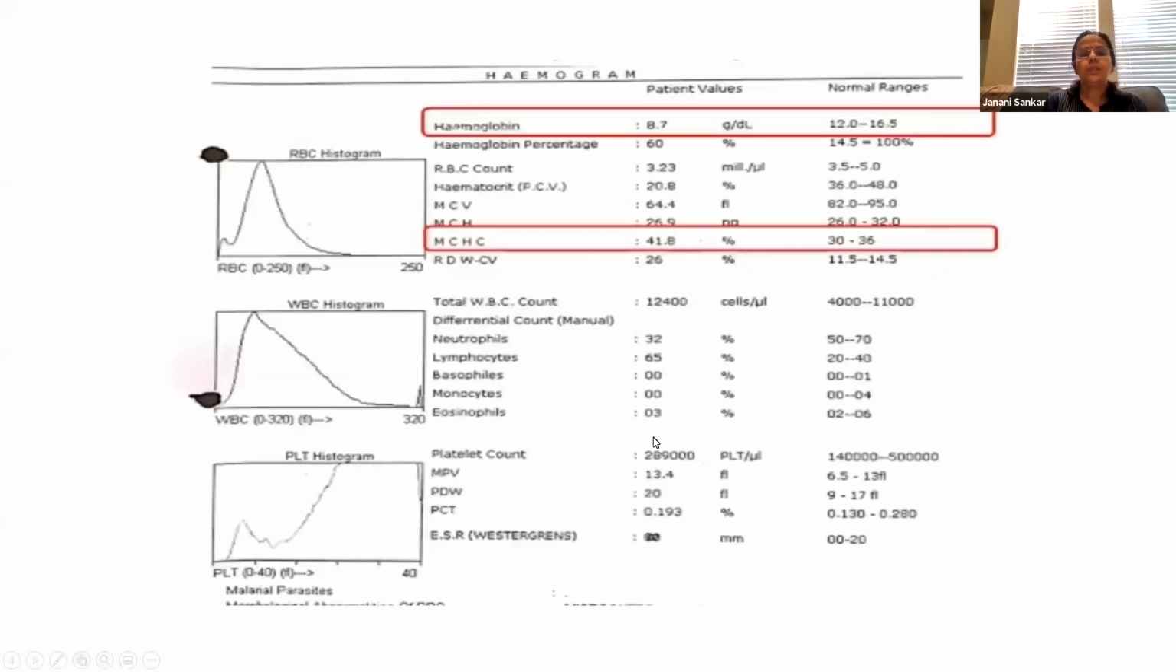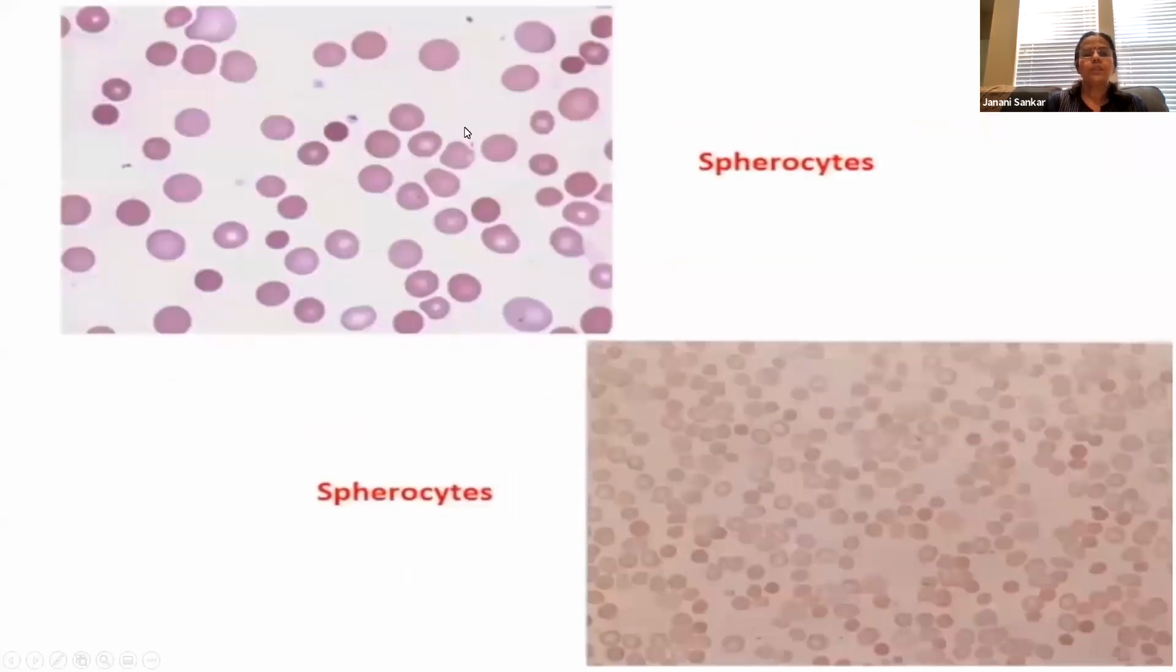So classically, if you see the MCHC is high. One condition where the MCHC is very high is hereditary spherocytosis. In all the other conditions, MCHC will be normal. Here, the MCHC will be high. So this is hereditary spherocytosis. So you can see spherocytes in the picture here, again spherocytes, so that confirms your diagnosis.